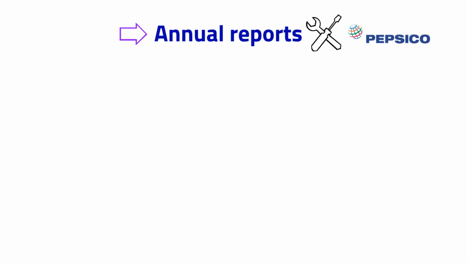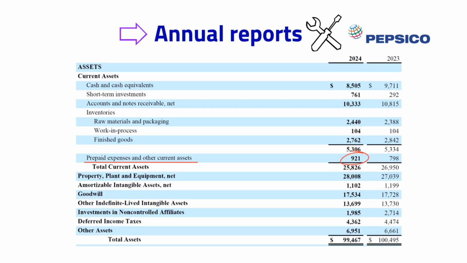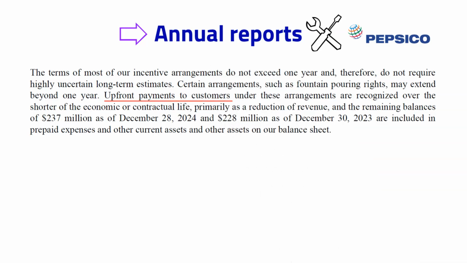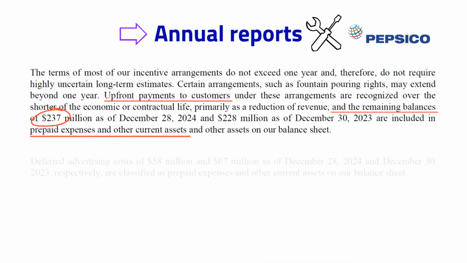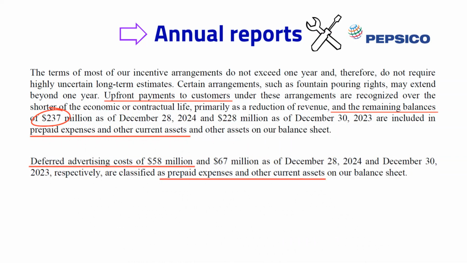PepsiCo also shows prepaid expenses and other current assets, 0.9 billion. Here, on page 75, we can see that they include upfront payments to customers for incentive agreements, 237 million. On page 76, we also see that there is another component, deferred or prepaid advertising costs, 58 million.